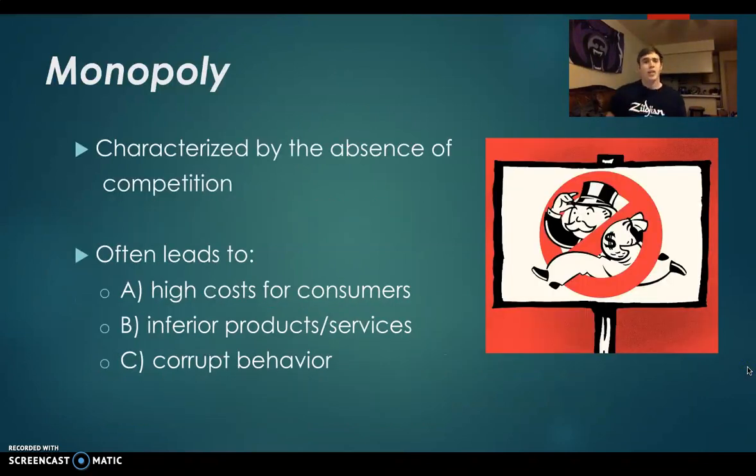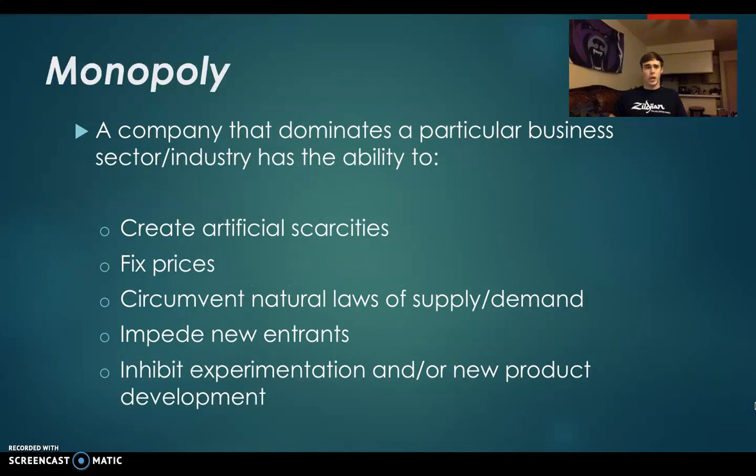So monopolies are characterized by the absence of competition. They often lead to high cost for consumers, inferior products or services, or corrupt behavior. A company that dominates a particular business sector or industry has the ability to do a number of things that have a negative effect on the market or consumers in general.